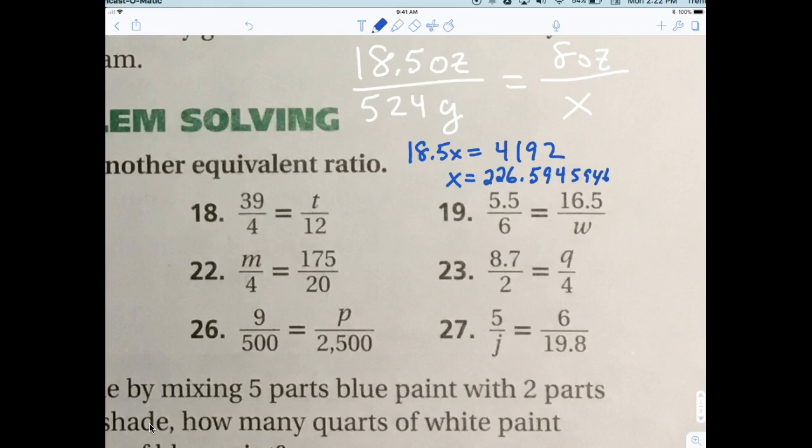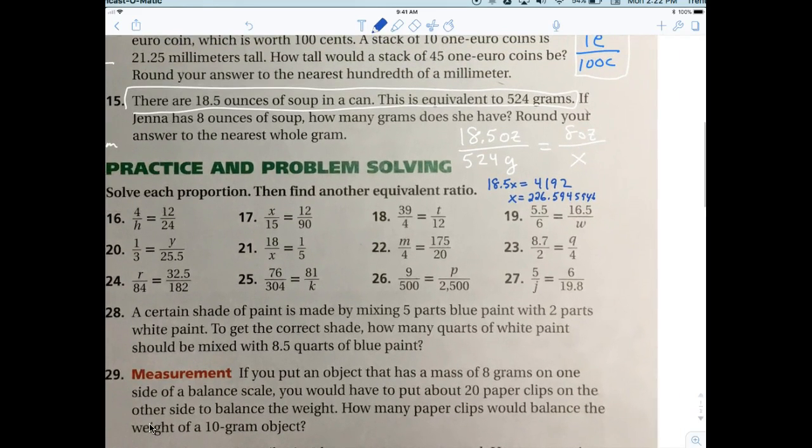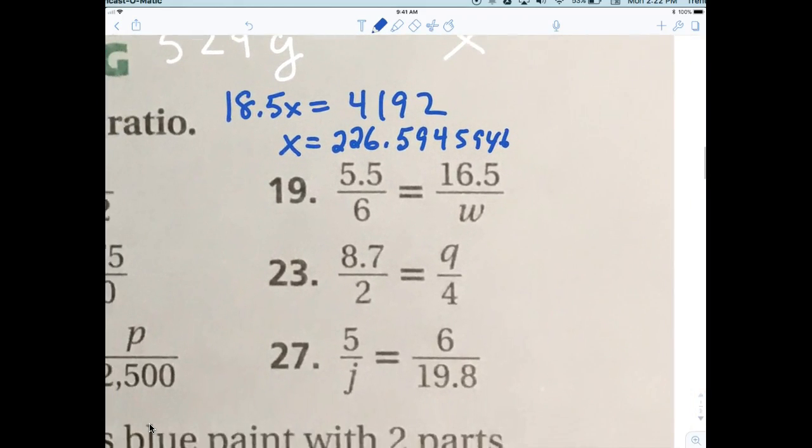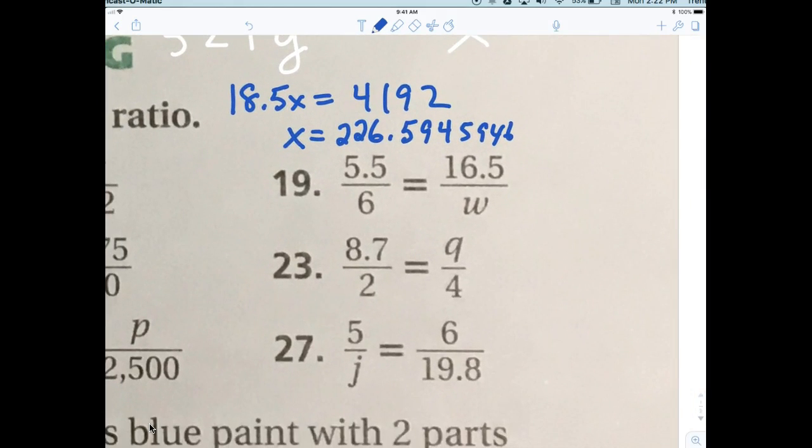So we would just round. It said round to the nearest whole gram. So we would just say it's about what? 227, right? 227 grams. All right, is everybody happy with that explanation?